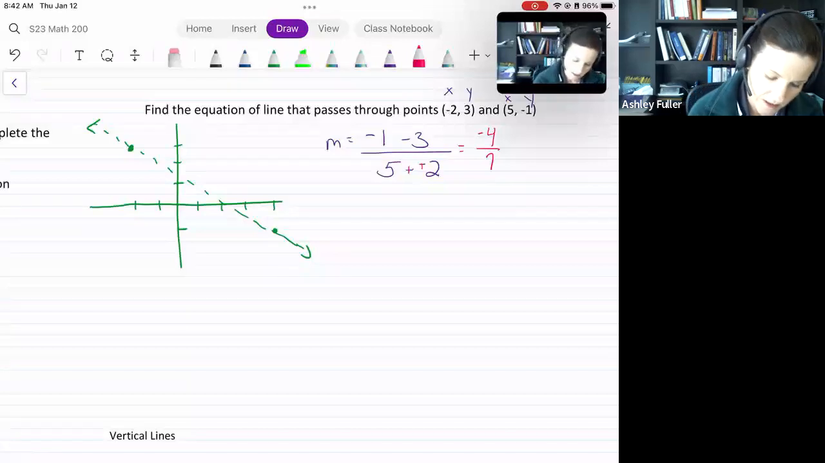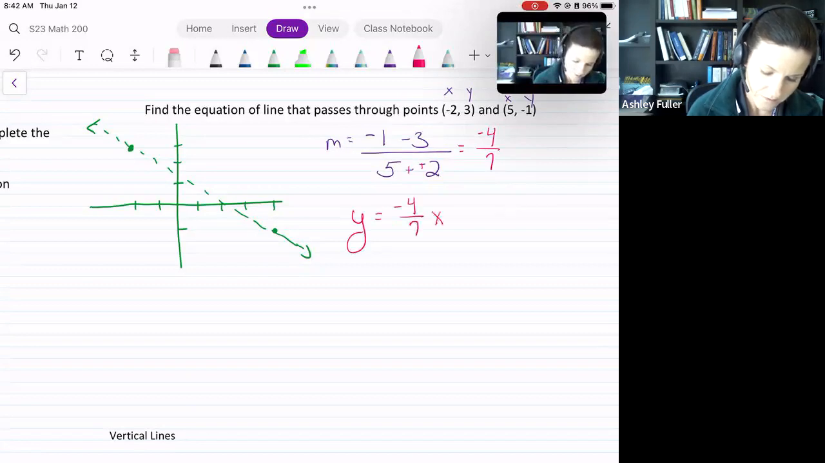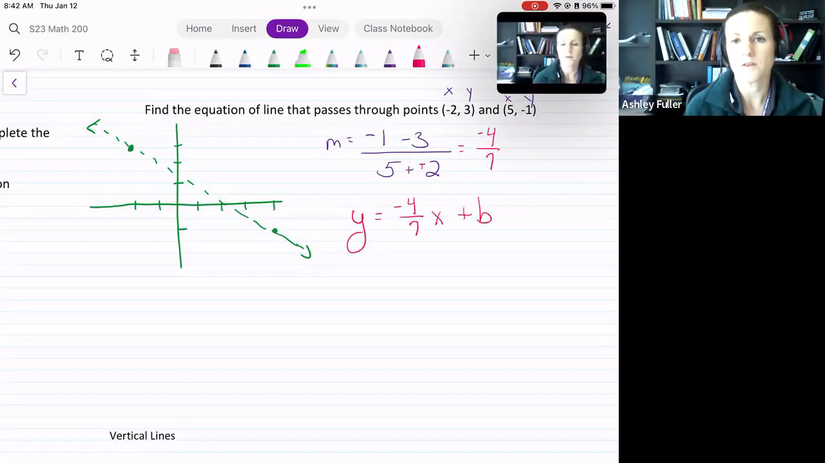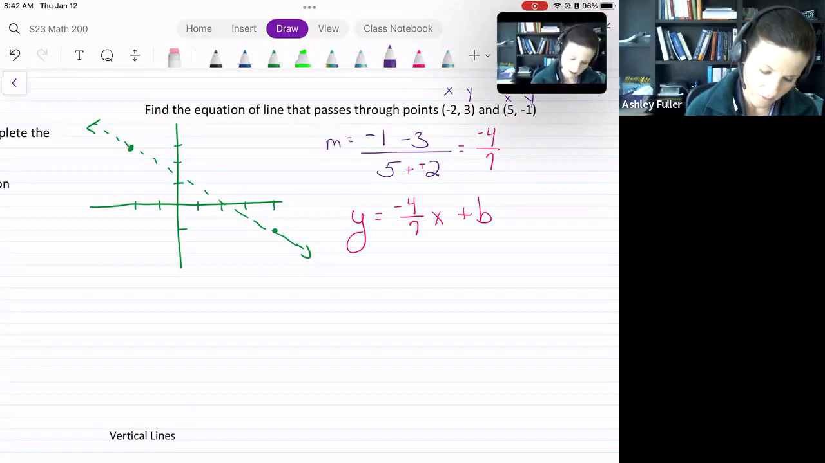Our second step then is to plug in that slope. I like to use slope-intercept form. And the only part we know at this point is the slope. And now I can plug in a known point. I can use either one of these points that I've been given. I am going to use the point 5, -1. -1 goes in for y, -4/7 times 5 plus b.